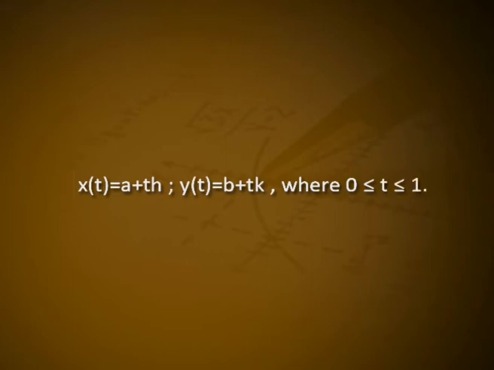We parameterize the equation of this line segment as x of t equal to a plus th, y of t equal to b plus tk, where 0 less than or equal to t less than or equal to 1. When t equal to 0, we have the point a,b, and when t equal to 1, the point a plus h, b plus k. Define F of t equal to f of x of t, y of t. Then F of 0 equal to f of a,b, and F of 1 equal to f of a plus h, b plus k. Now Taylor's approximation of F of t with t0 equal to 0 and t equal to 1 becomes F of 1 equal to F of 0 plus F dash of 0 plus r1.